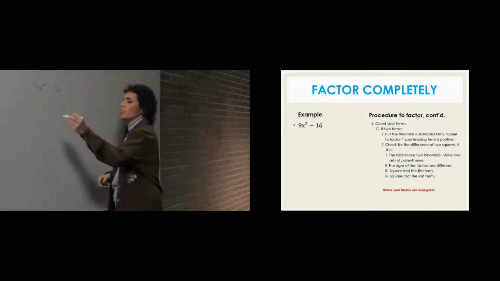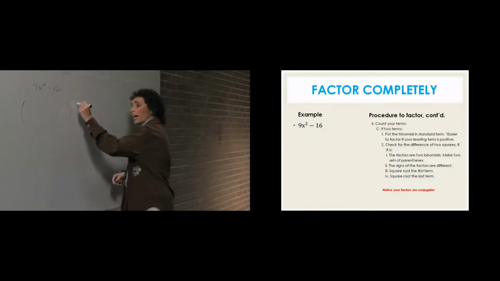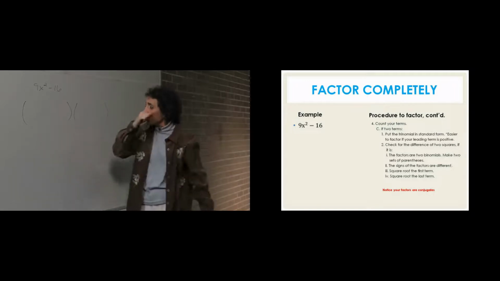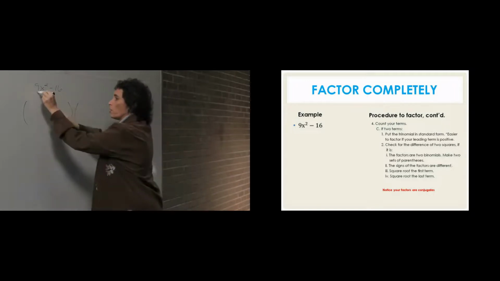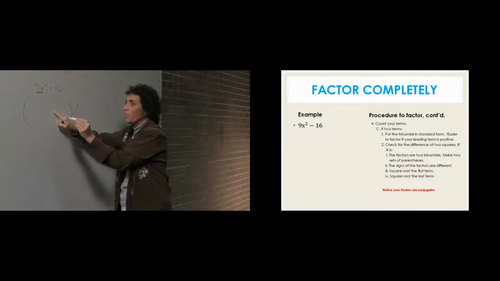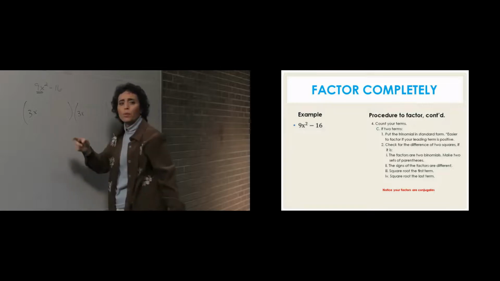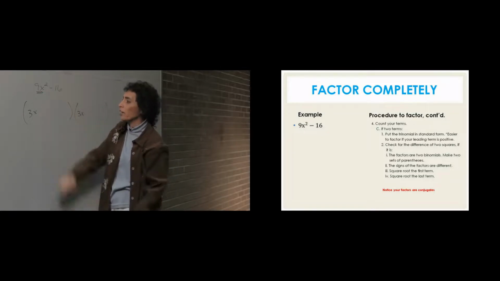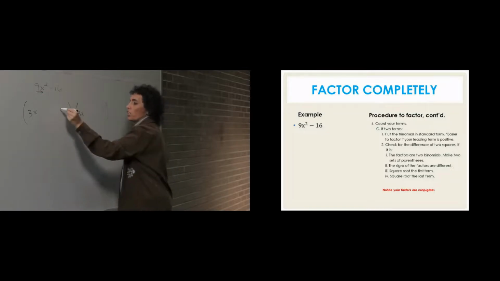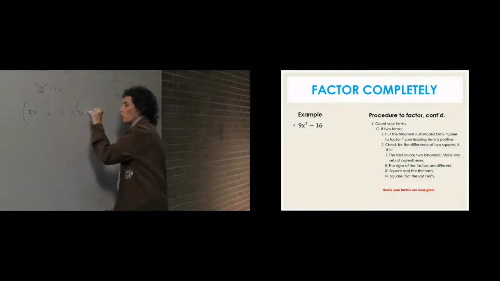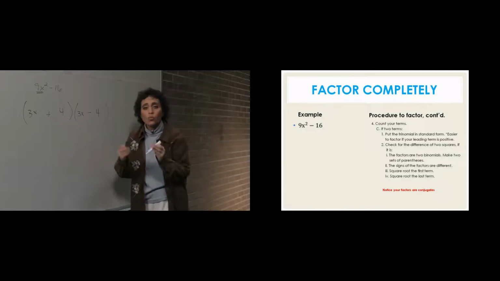It says, if it's a difference of 2 squares, you're going to obviously get conjugates, because conjugates give you the difference of 2 squares. All you do is square root this. So what times itself gives me 9x squared? That's 3x and 3x, which is really what we've been doing anyway. Factor that, factor that. Then square root the 16, 4 and 4. Since that's a minus, signs are different. So there's your factors. We are done.